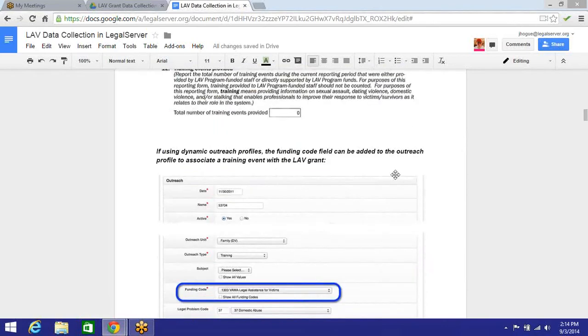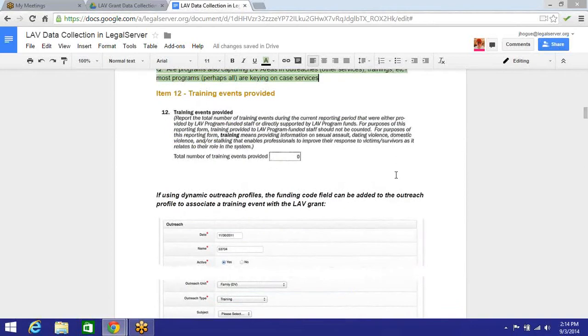Okay. Training events provided. There's a couple different ways to do this. The truth is you may have a small enough number of trainings that you provide that you're going to report to LAV that you keep track of it in another way, or maybe those staff may even know off the top of their head what this number is.